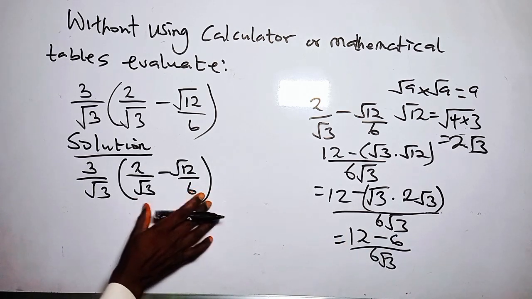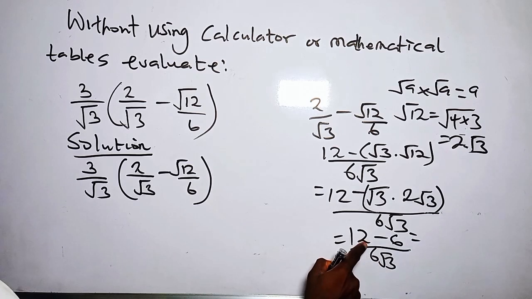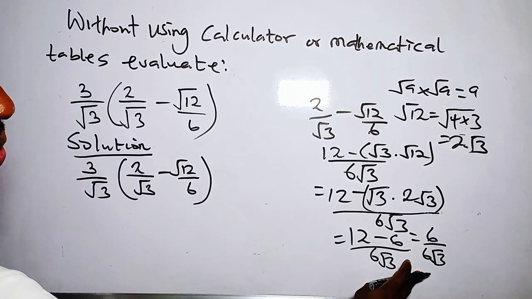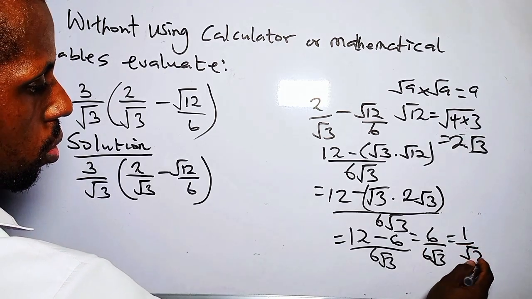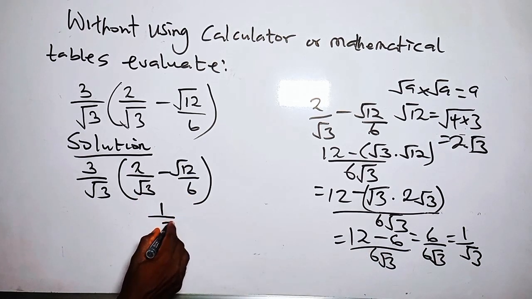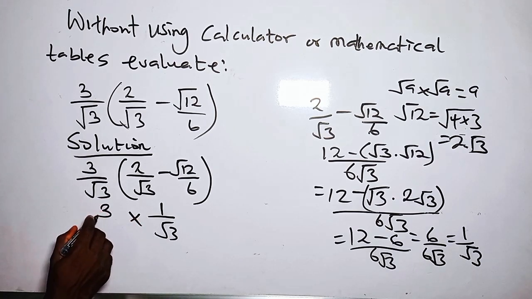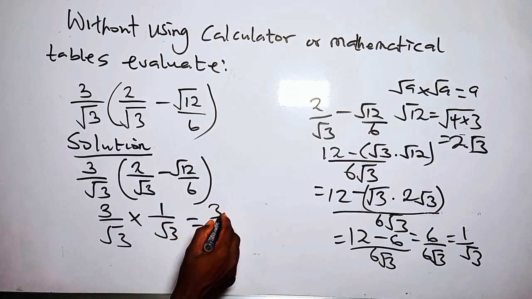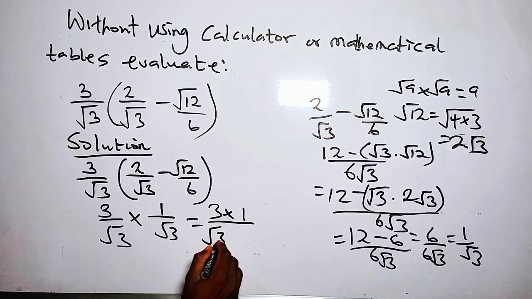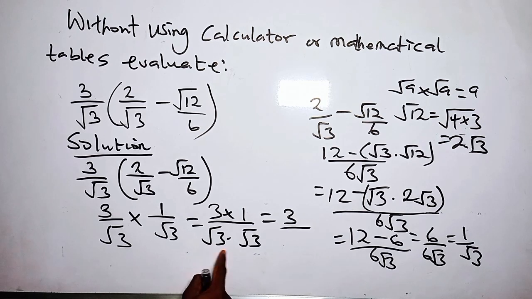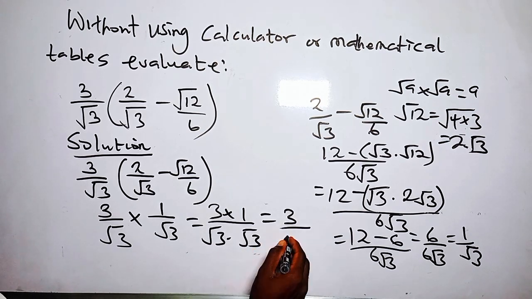So let us replace everything here, but we can still evaluate further. For 12 minus 6, we have 6 over 6 root 3, so when we simplify this, we have 1 over root 3. So we have replaced everything in the bracket with 1 over root 3. So let's add it back, times 3 over root 3. So we have 3 times 1 over root 3 times root 3. This gives us 3 over, multiplying the same surd, we pick out 1, which is 3. So we simplify this, we have 1.